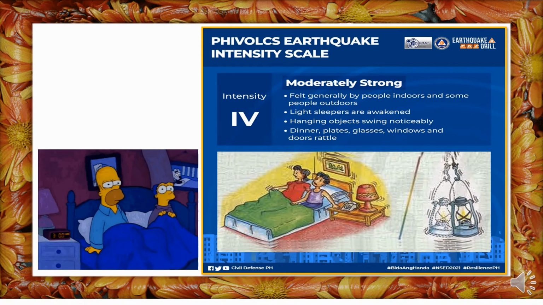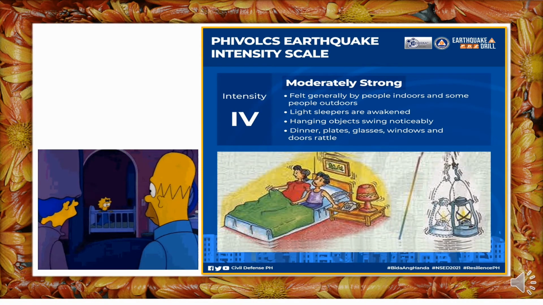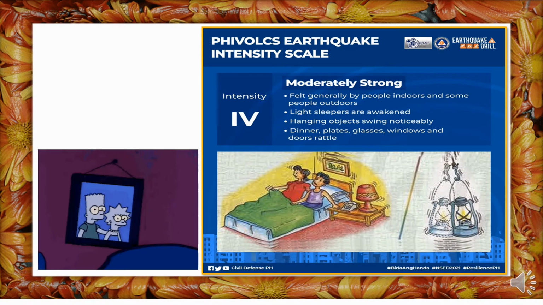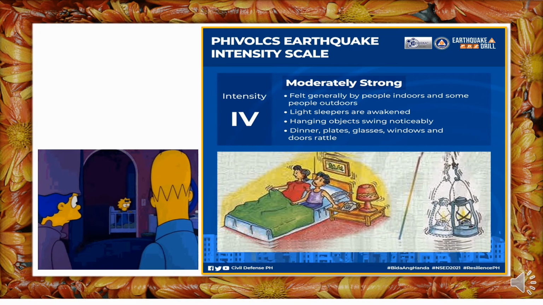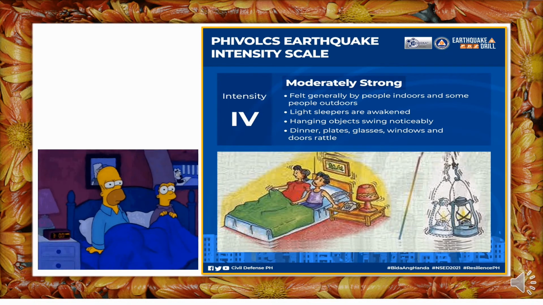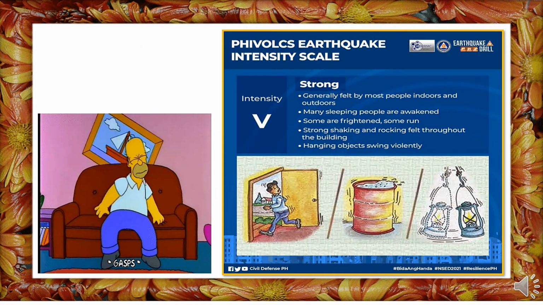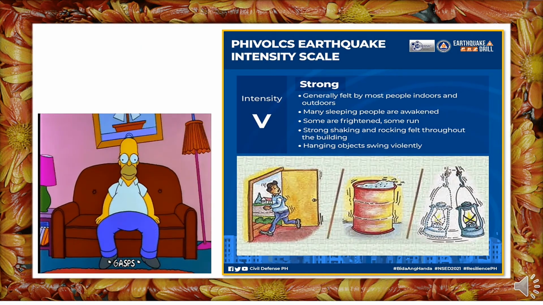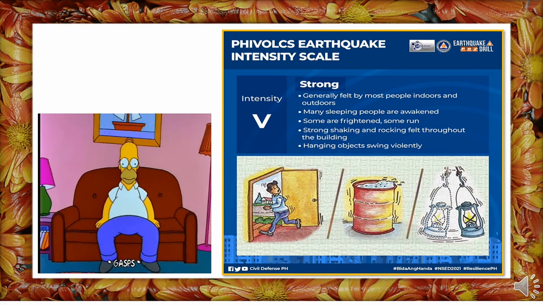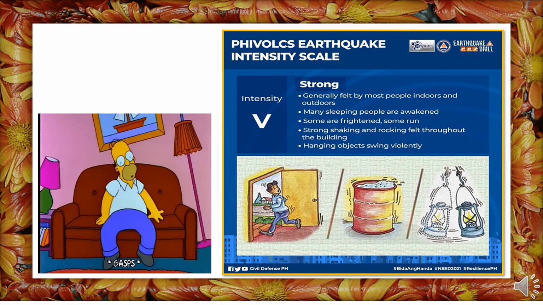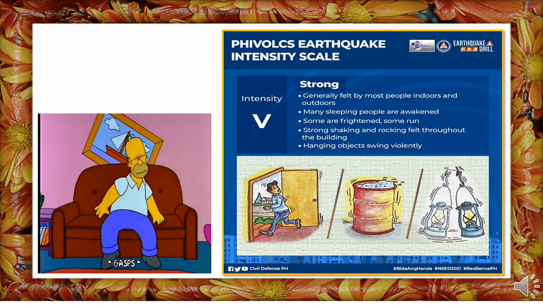Intensity 4, moderately strong, felt generally by people indoors and some people outdoors, light sleepers are awakened, hanging objects swing noticeably, dinner plates, glasses, windows, and doors rattle. Intensity 5, generally felt by people indoors and outdoors, many sleeping people are awakened, some are frightened, some run, strong shaking and rocking felt throughout the building, hanging objects swing violently.